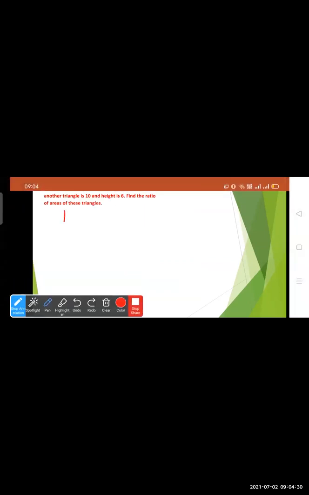Base of a triangle is 9. Base matlab B1 is given and H1 is given. Okay, student. Base of another triangle is 10 and height is 6. Means B2 and H2 is given. So first we write the given condition. Okay. B1 is given, H1 is given, B2 and H2 is given. Okay.